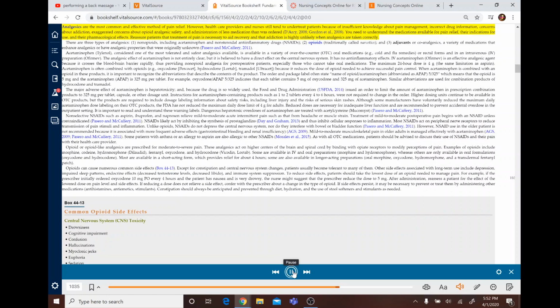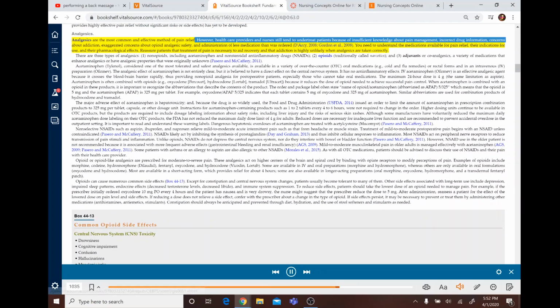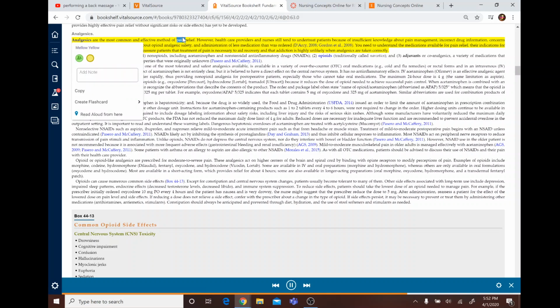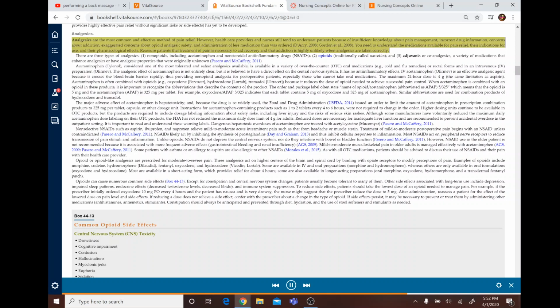Analgesics. Analgesics are the most common and effective method of pain relief. However, healthcare providers and nurses still tend to undertreat patients because of insufficient knowledge about pain management, incorrect drug information, concerns about addiction, exaggerated concerns about opioid analgesic safety, and administration of less medication than was ordered. Darcy, 2008, Gordon et al., 2008.